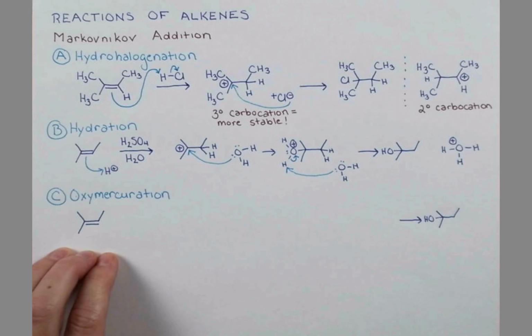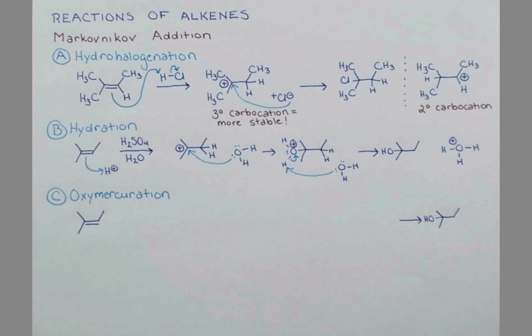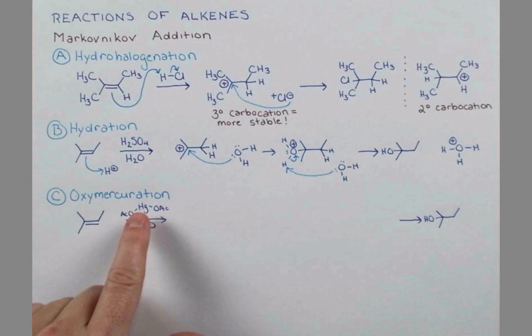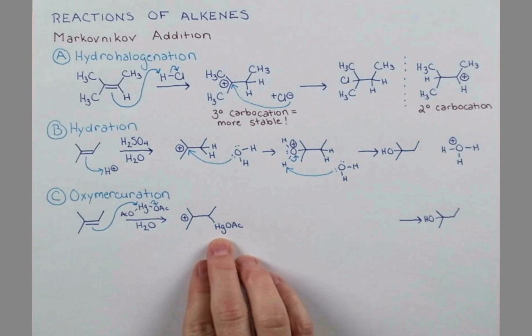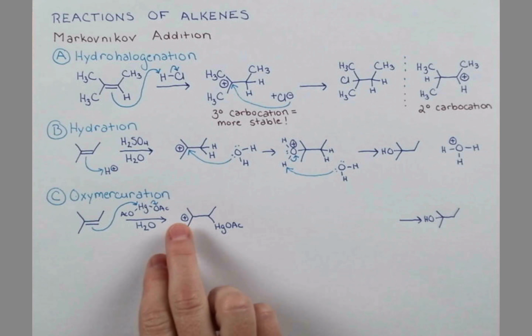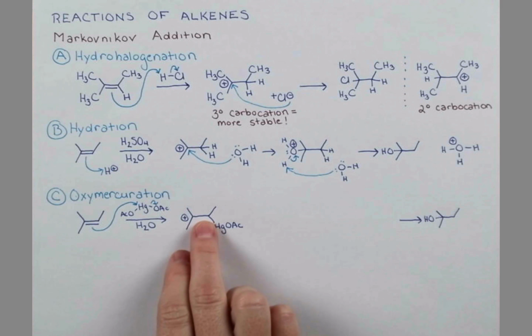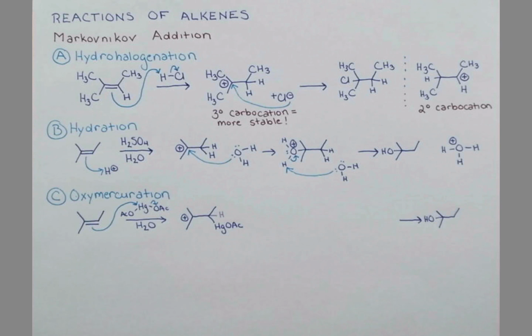We first treat this alkene with mercury acetate in water. Now the alkene is going to attack the mercury and kick off one of the acetate groups. Can you guess which direction it opens up in? The rules from here still apply. We're going to attack to form the more stable carbocation. So the mercury has added over here. We have this carbocation. For clarity, let's add in the proton here so we don't lose track of our bond.